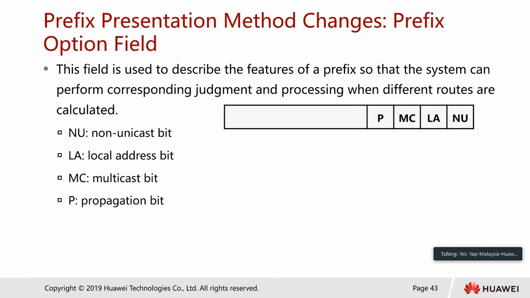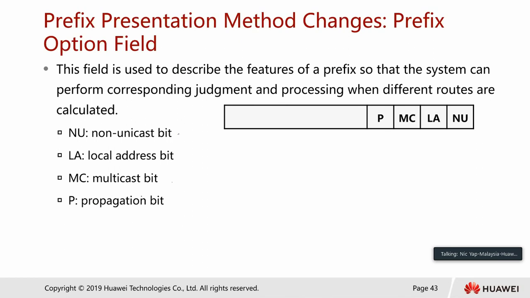In total they provide 1 byte, but only these bits are used. First is called NU, non-unicast. If this bit is set to 1, the prefix is not considered in the IPv6 unicast route calculation. They consider other routes. It's not unicast, it could be multicast or anycast. LA means that it belongs to the interface address of the router, a local interface address. And MC is for the multicast route calculation. Otherwise, it is not considered as multicast.